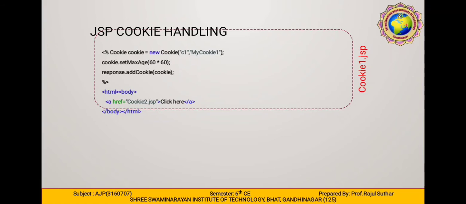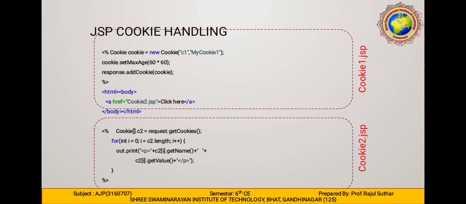Here is the link. By clicking here, you generate the second cookie page, that is cookie2.jsp. This one is cookie1.jsp. By clicking the link, here is the code of cookie2.jsp. In the same way we require one object, Cookie c2 is equal to request.getCookies. Here a for loop is required: for int i is equal to 0, i less than c2.length, i plus plus. With out.print we require the name, so c2[i].getName and c2[i].getValue.